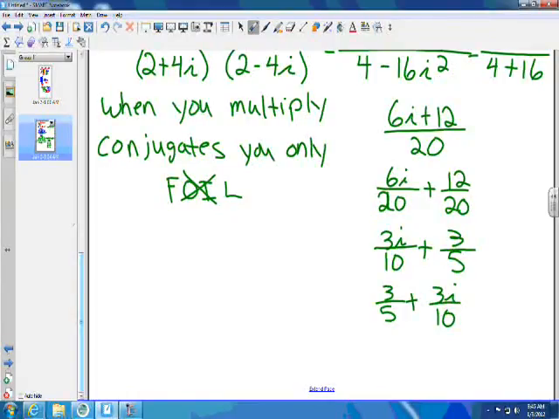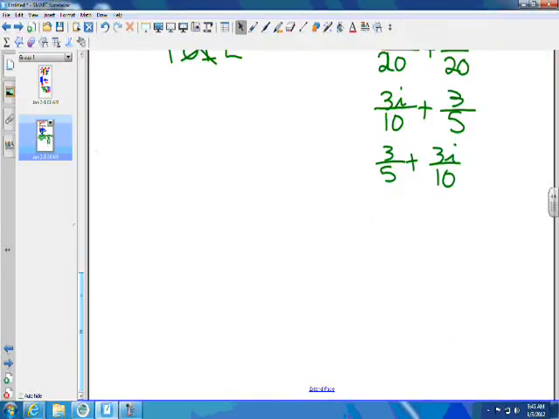The imaginary part should always come second. 3/5 is a real number. This part right here, that's a real number. This is imaginary. That's what makes it complex. It has real parts and imaginary parts. And the imaginary always has to come second. We'll do one more of those and we'll get on your way.